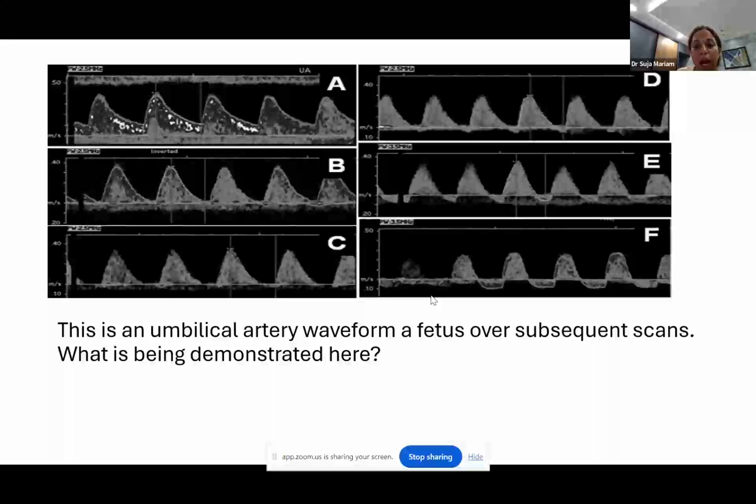So this is an umbilical artery waveform of a fetus over subsequent scans. So A was the first scan and B, C, D, E, F for the subsequent scans. So what is being demonstrated here? You can have a look at the scans. In the sequential scans, what is being demonstrated here?